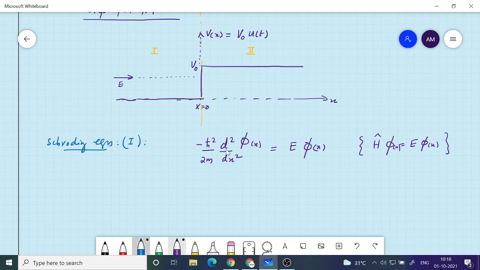Now for region 2, in region 2, what I will have is basically minus h cut square by 2m d square by dx square, then psi of x, plus we have a V0 which is a constant, so it's not a function of x. Okay, so this is the region where x is less than 0, and this is where x is greater than or equal to 0.